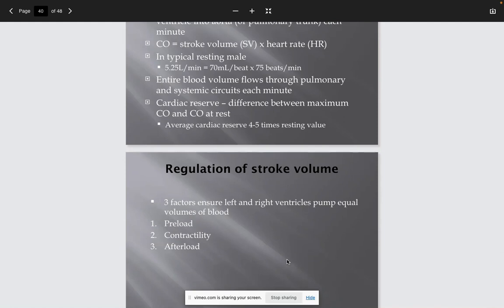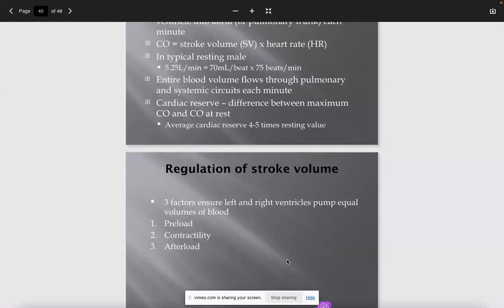So what determines the stroke volume? This is another important slide. Preload is how much blood is being brought back to the heart. This is also synonymous with end diastolic volume, right? And contractility: how much does the heart contract? And there are different inotropic agents. This is another term for contractility. There are different things that can make the heart contract at different rates. And afterload. Afterload is synonymous with how much pressure is downstream from the heart. So, for example, are the blood vessels clamped down?